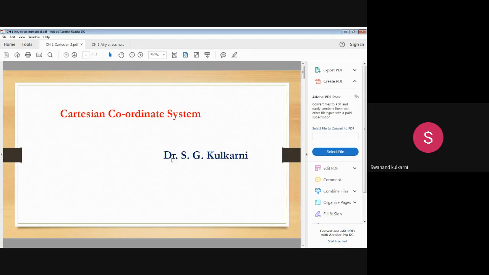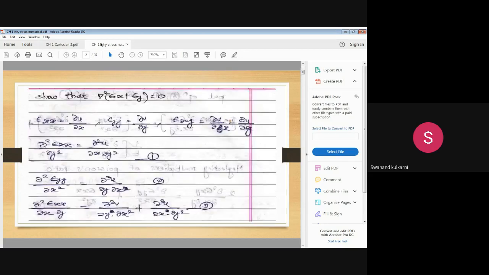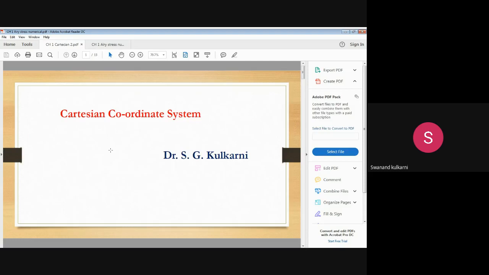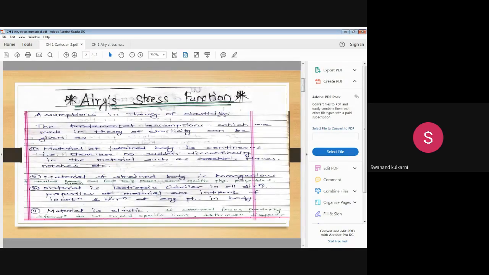During last lecture, we started with the concept of Airy stress function, and we discussed that this particular Airy stress function is valid for the fundamental assumptions which we made in the theory of elasticity. The assumptions in theory of elasticity are the same as those we learned about in solid mechanics, or in analysis of mechanical element, or strength of material.